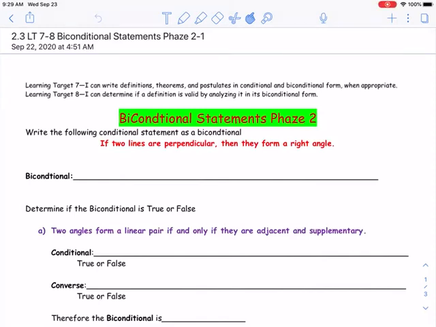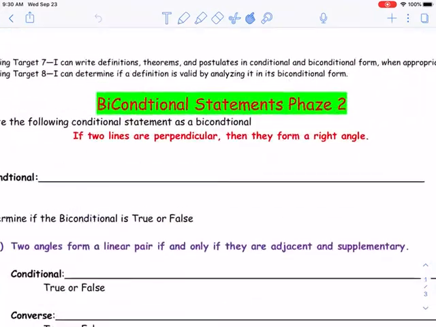Okay, students, we're here with more biconditional statements practice. We are in phase 2. And it's just kind of nice because after all these notes, I think we will have a pretty good grasp and understanding of conditional statements, all the other forms, as well as biconditional statements. All right, so yay, let's get hyped up.